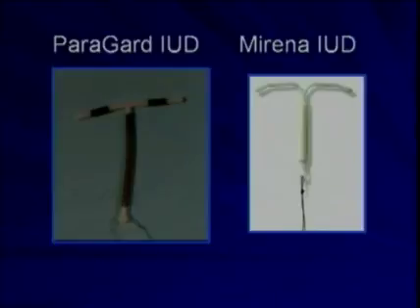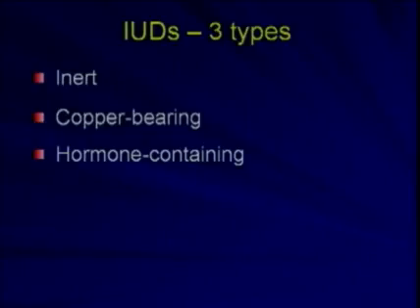On the left is the copper-bearing Paragard IUD, which has a T shape, and on the right is the plastic Mirena IUD, which contains progesterone. Note that the horizontal upper arms of the Mirena are angled inferiorly at their distal tips. There are three types of IUDs: the inert, the copper-bearing, and the hormone-containing.